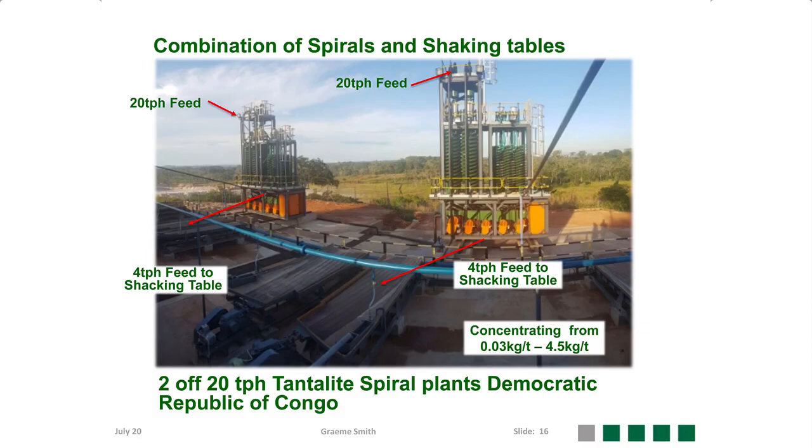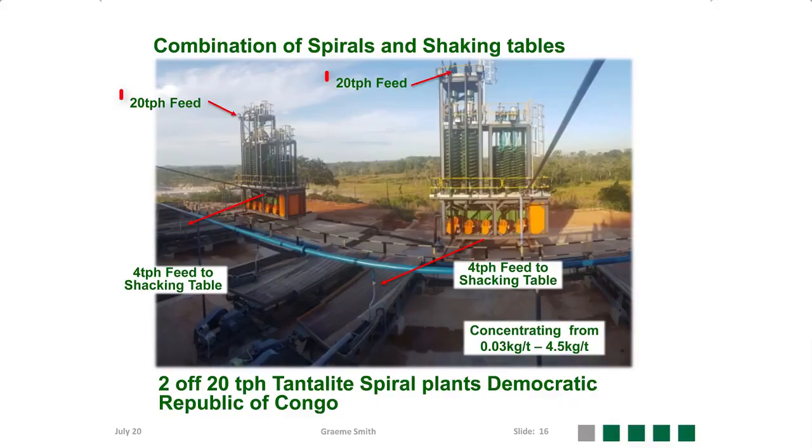We go to the opposite extreme now in very remote locations. This is 2 20-ton per hour spiral plant test plants set up in the Congo for tantalite. This has been used as a bulk reduction rather than a concentrator, feeding 20 tons per hour to each unit and then feeding 4 tons per hour to the shaking tables, concentrating from 0.03 kilograms per ton to 4.5 kilograms per ton.